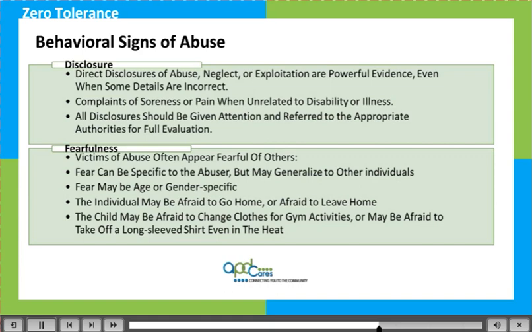Fearfulness. Victims of abuse often appear fearful of others. Fear can be specific to the abuser, but may generalize to other individuals. Fear may be age or gender specific, for example, the child who turns away and raises his or her arms as if to ward off a blow whenever an adult nearby makes a sudden move. The individual may be afraid to go home, or afraid to leave home. The child may be afraid to change clothes for gym activities, may be attempting to hide injuries or bruises, or may be afraid to take off a long-sleeved shirt even in the heat.